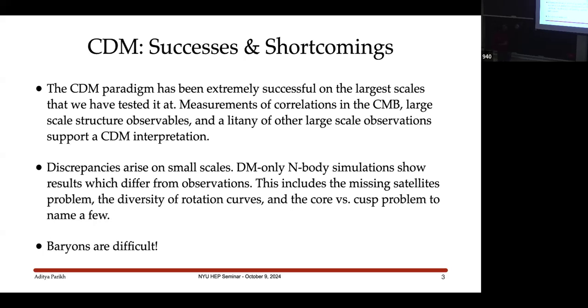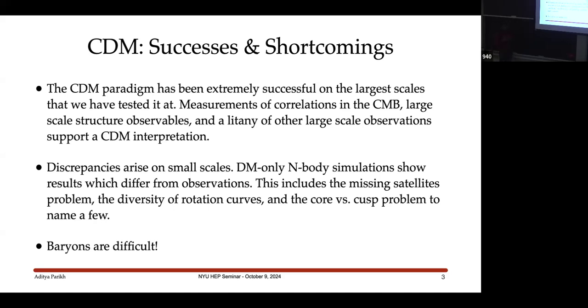To name a few and briefly describe them, there's something called the missing satellites problem, which basically says that if you run an n-body simulation and look at the number of satellite galaxies around something like the Milky Way, and then you go and observe how many satellites we have, we see fewer than are predicted from n-body sims. Didn't this problem go away? Good, I'm going to get to that in the third bullet point.